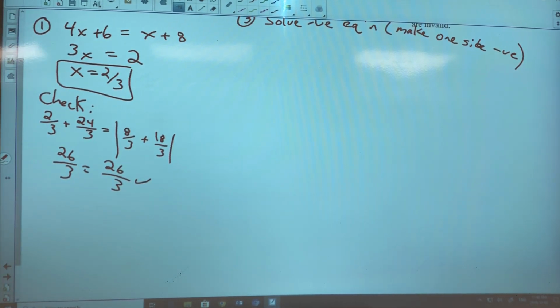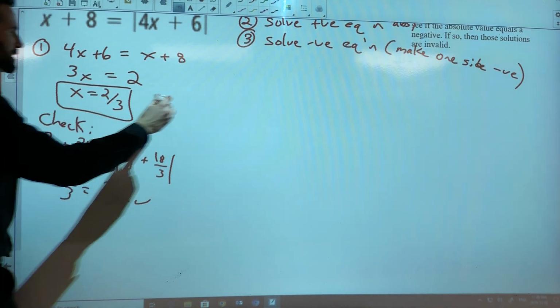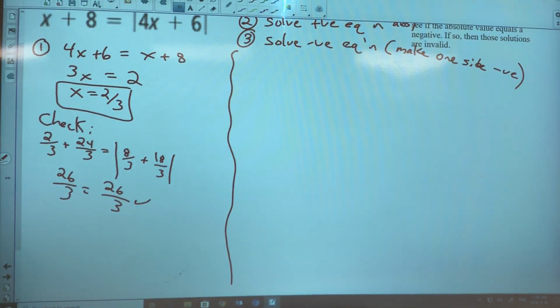By the way, would it be unreasonable of me to ask you to do that without a calculator? No. It would definitely not be. Right, it's just basic common denominators from grade 7 or 8, so that's good. Okay, so that one works. Any questions about doing the positive branch before we do the negative one? No.